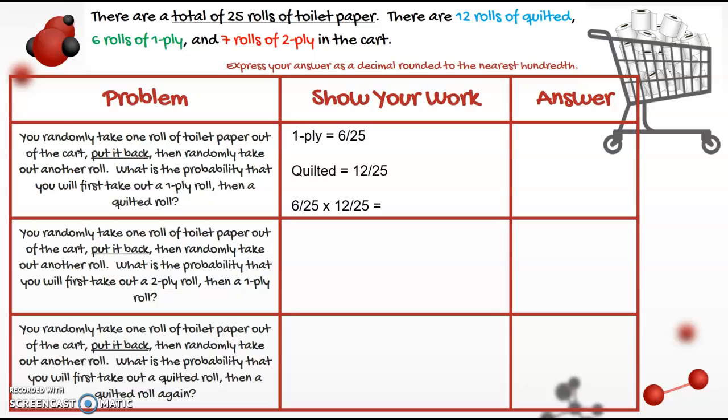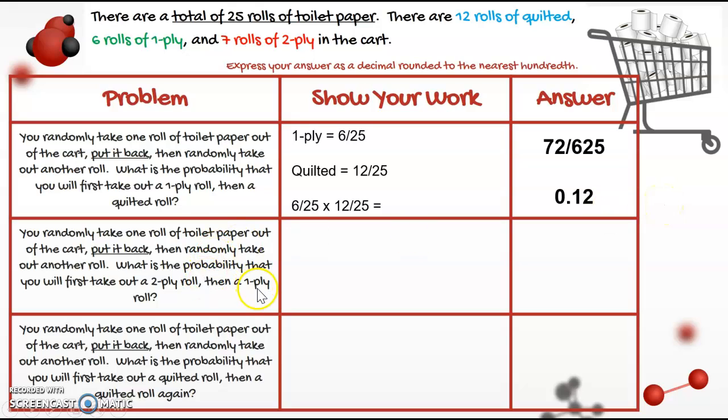So because we're taking it out and we're replacing it, our total is going to be the same on the bottom for each one. So I have 1-ply, there's 6 1-ply out of 25. Quilted, there are 12 out of 25. So I'm going to take those and I'm going to multiply them together. And that's going to give me 72 out of 625, or, look, I did it, 0.12 as my decimal, because I'm going to divide 72 by 625.